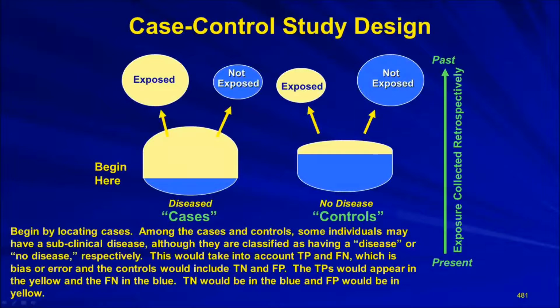Among the cases and controls, some individuals may have some clinical disease, although they are classified as having a disease or no disease, respectively. This would take into account true positives and false negatives, which is a bias or error, and the controls would include true negatives and false positives. The true positives would appear in the yellow, and the false negatives in the blue. The true negatives would be in the blue, and the false positives would be in the yellow.